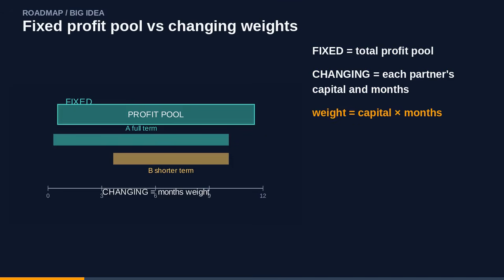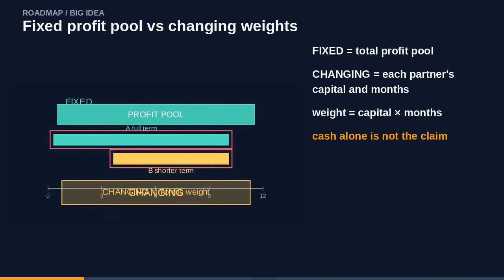Before any arithmetic, name what stays fixed and what changes. The total profit is one pool to divide. Capitals and months change who earns how much claim. The addable quantity is each capital times months product, not the cash number alone.